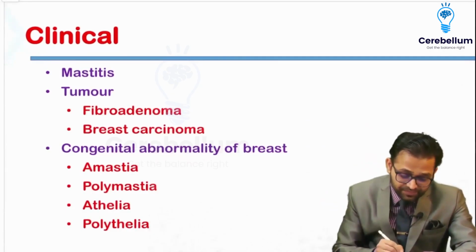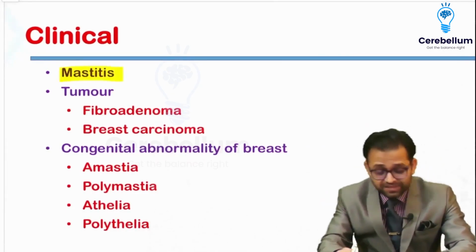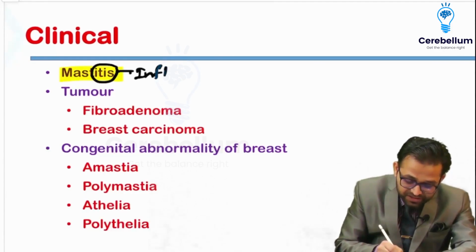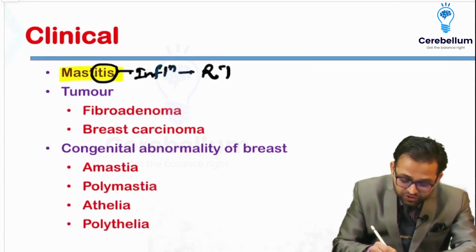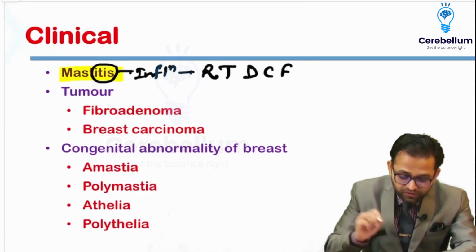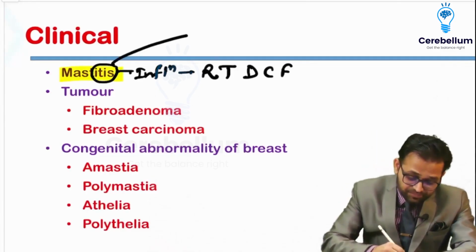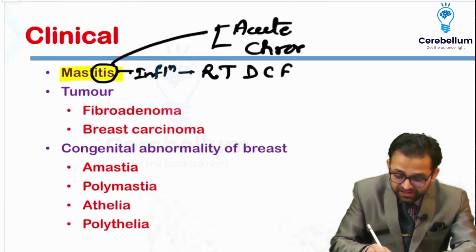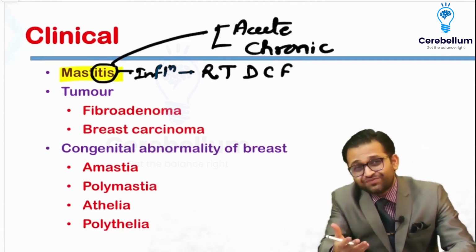beautiful integration here. Inflammation of the breast is known as mastitis. Itis means inflammation, and whenever there is inflammation, it means rubor, tumor, dolor, calor, functio laesa. Yes, this mastitis may be of two types: acute, sudden and severe, and chronic. Now from here your surgery will start.